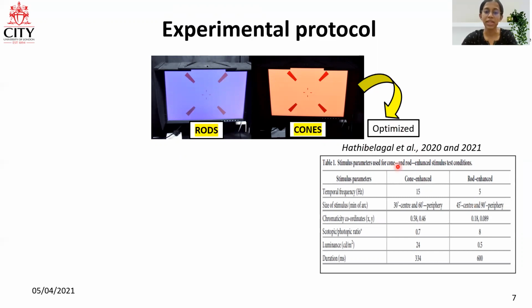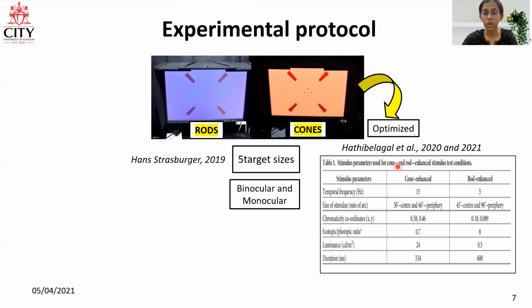Now, with this optimization and two conditions, we also introduce 5 different target sizes. These 5 target sizes, starting from the smallest at 7 minutes of arc to the largest at 60 minutes of arc, were used in the study.